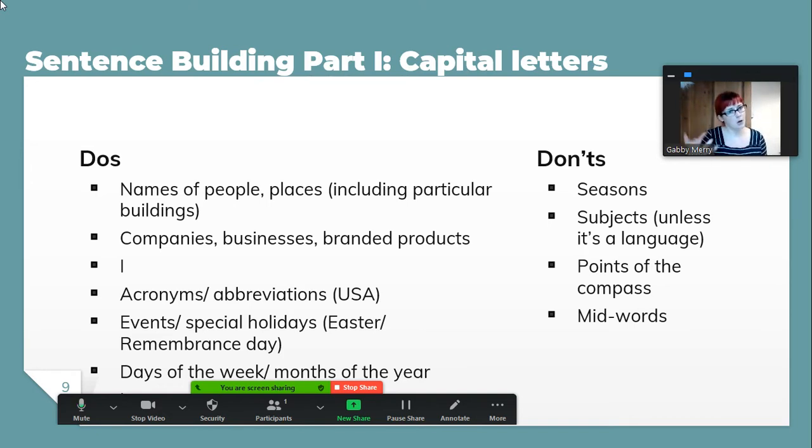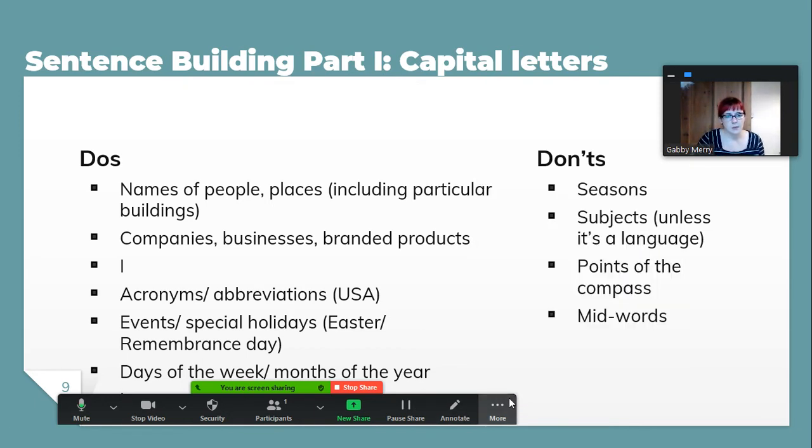So a lot of these things fall into that category. Names of people, names of places such as companies, businesses, and so on. It's their specific name, so they need a capital letter. Holidays and events such as Christmas, Easter, Halloween, which we've had recently, and Remembrance Day, they all get capital letters as well. Days of the week and months of the year, because we're being specific on which day or which month, they get a capital letter as well.